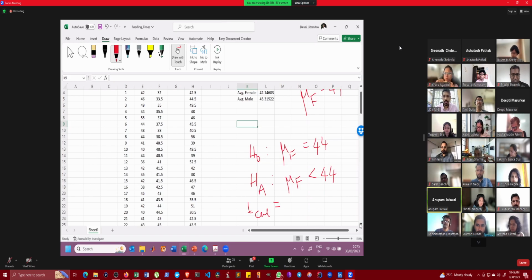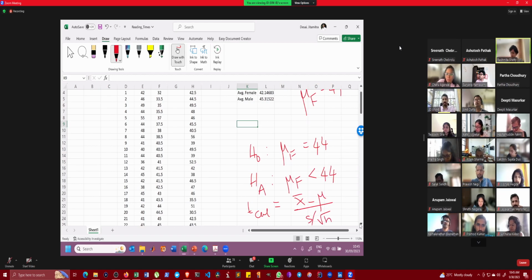We can use the normal distribution also? No, I don't know the population standard deviation. I don't know what the standard deviation for the overall population is, so I can't use that. So what will my T calculated be? X bar minus mu, divided by S over root of sample size, root of n. So I need to know what S and n are.